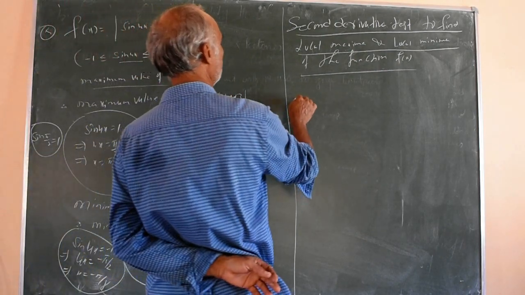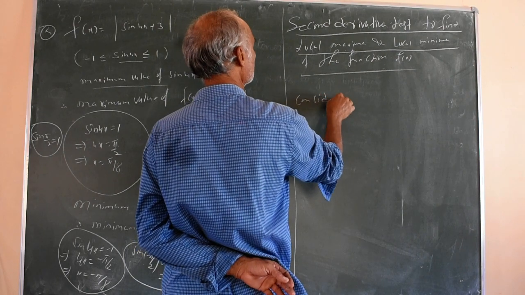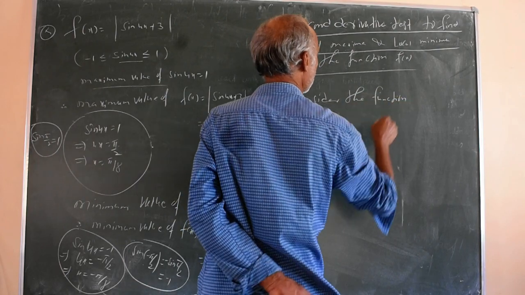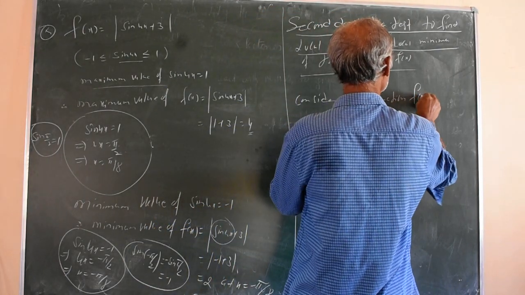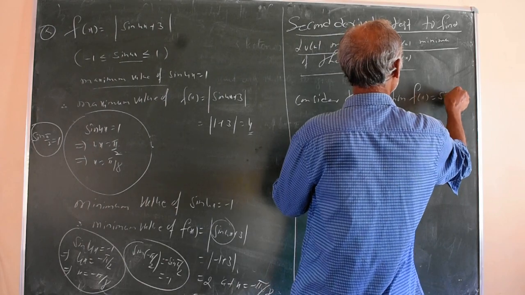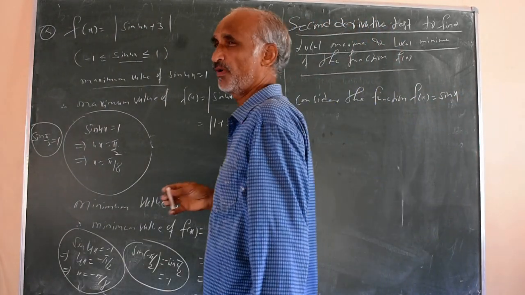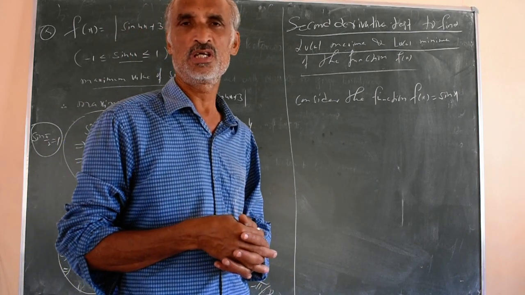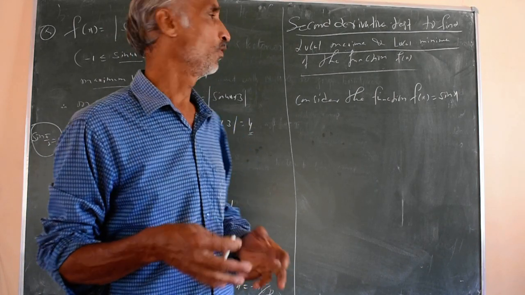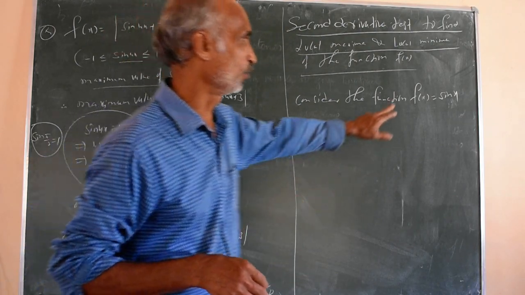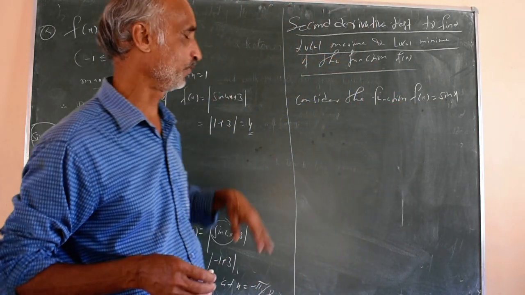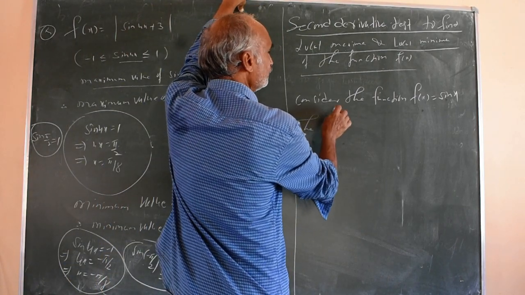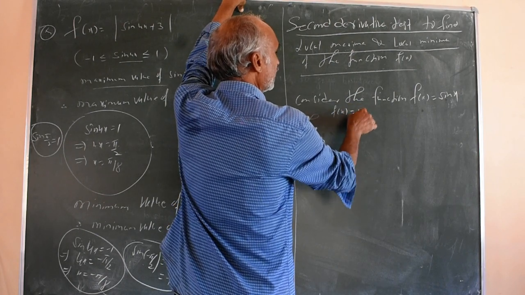Consider the function f of x equals sin x. Let's take the graph of f of x. f of x is y. From the beginning of functions, f of x means y, so y equals f of x. You can call it y equals sin x or f of x equals sin x. So the graph of y equals sin x; f of x can be taken as y also.